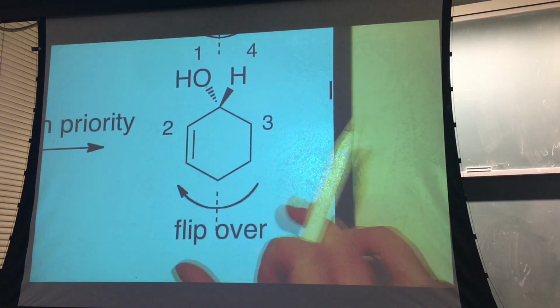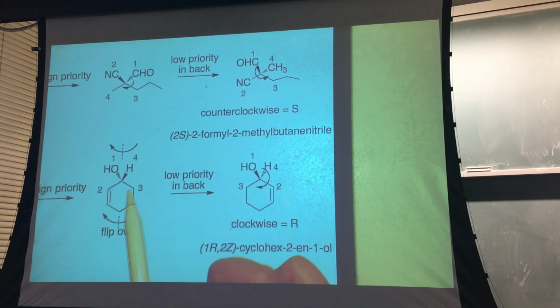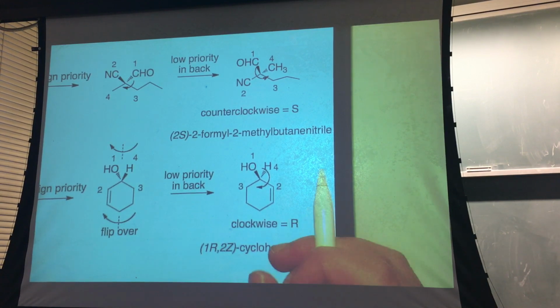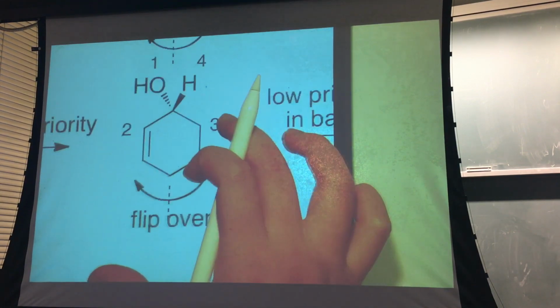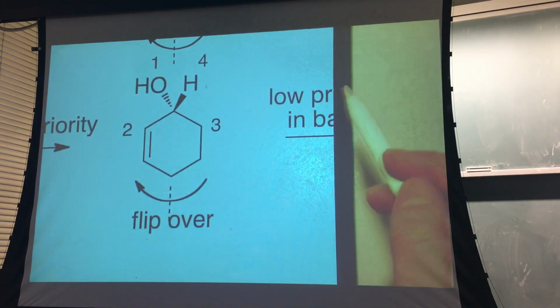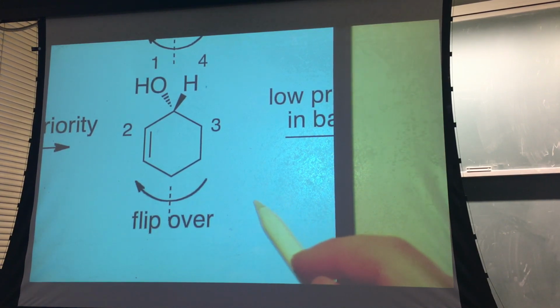In this case, the discussion menu asks you to flip over to draw this out. But what I usually do is, if my lowest priority group is not at the dash position, I will still assign R and S, but I just flip my answer. Does that make sense? So I don't really need to draw this out. I know my 4 is in front, so 1, 2, 3, it's counterclockwise, it looks S, but it's R. Does that make sense? In my answer key, I do that a lot.